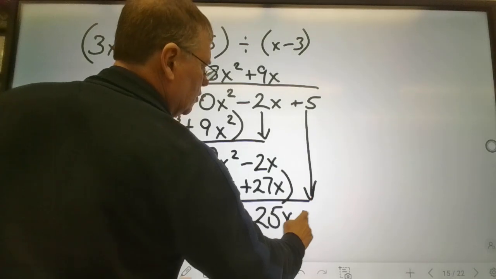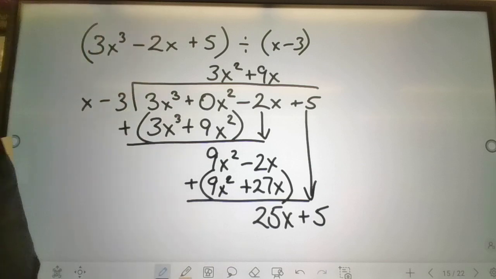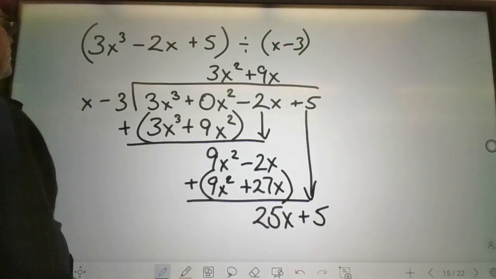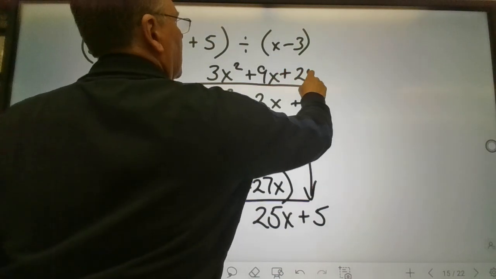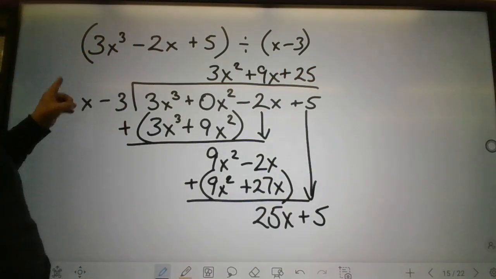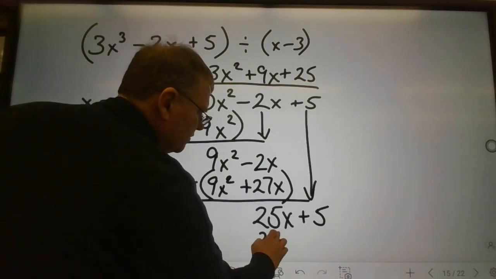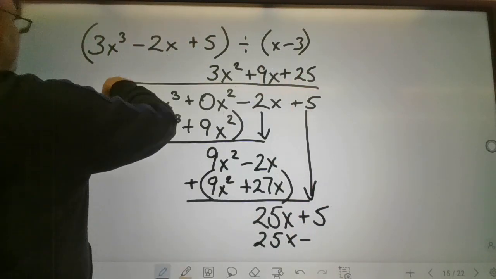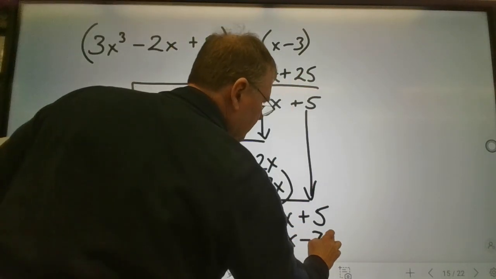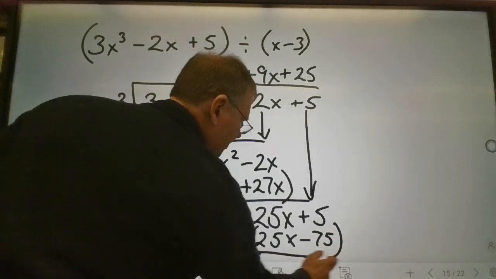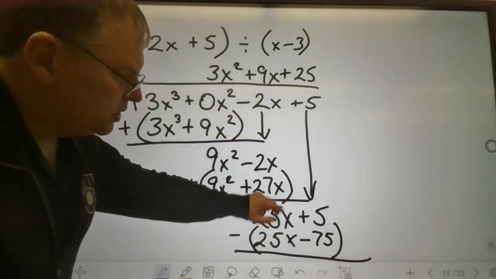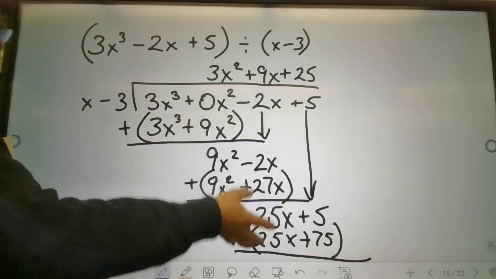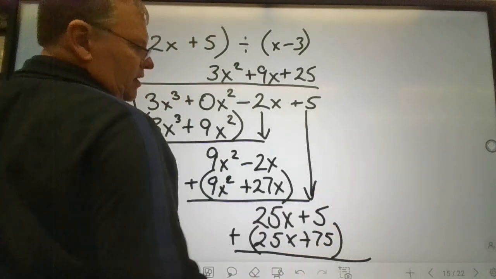Bring down the next term. Now, what times x gives me 25x? Well, that would be a 25. So 25 times x is a 25x, minus 25 times 3 is 75. I subtract all of that. 25x minus 25x, that's gone. Subtracting the negative, same as adding positive, so 5 plus 75 is 80.